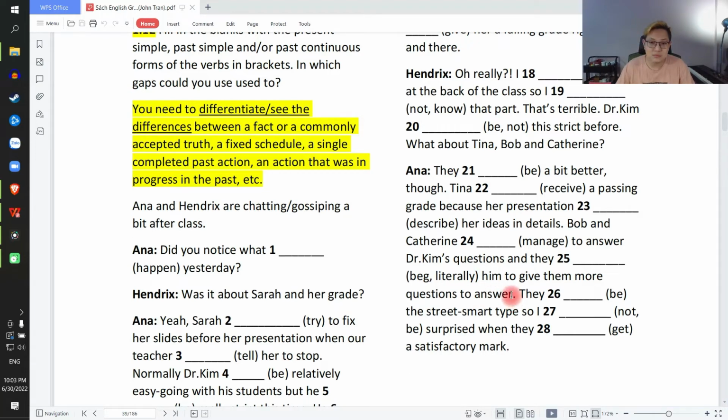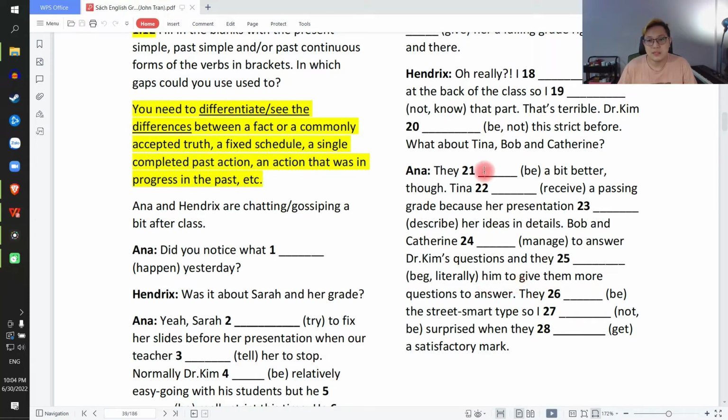So, moment please. Okay. So basically 21, 22, 23 and 24 are all simple completed, single completed action. But 25, the action to beg to give them more question to answer, it can be continuous. It could be continuous because they have to beg for more question to answer continuously, right?